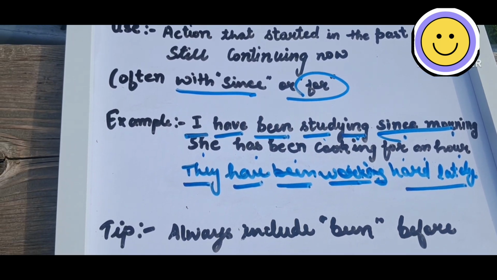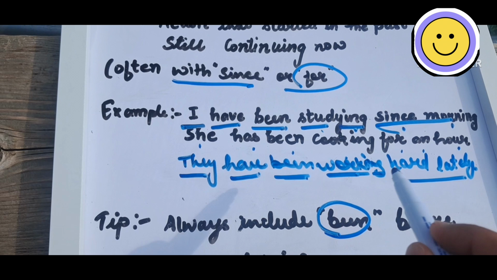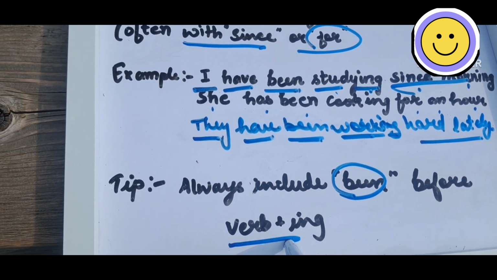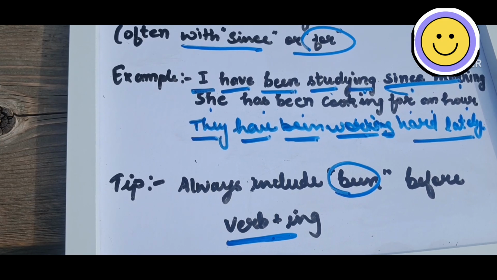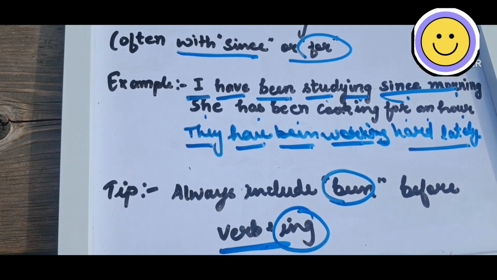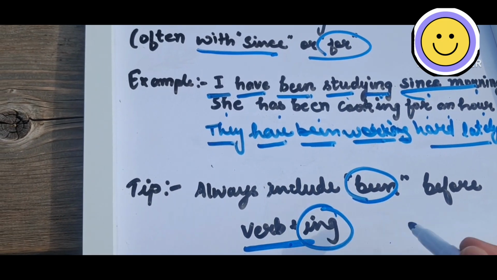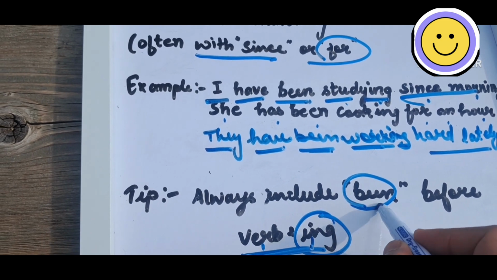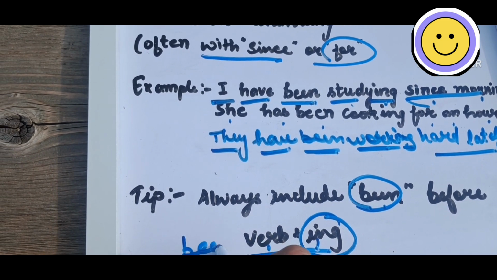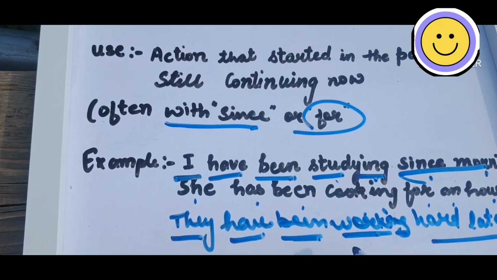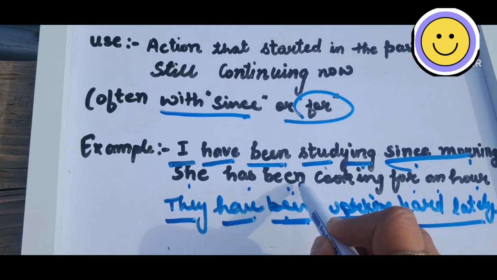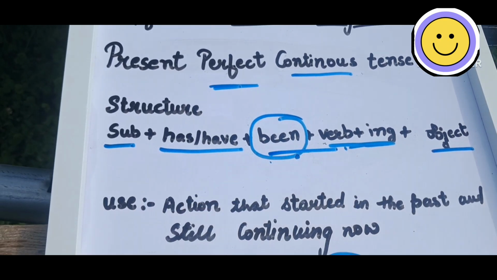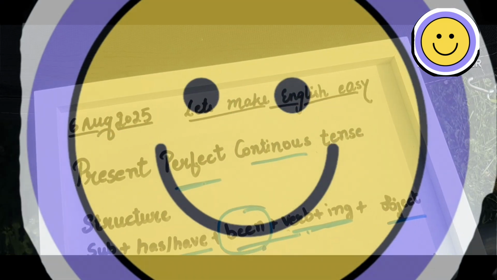The tip for today is been is always included before the verb. And we all know the ing is always added with the verb. So it's pretty much sure verb plus ing will be together and been will be added before the verb. As we can see everywhere, been is always with the verb and the same is in the structure as well. Simple. So that's all for today.